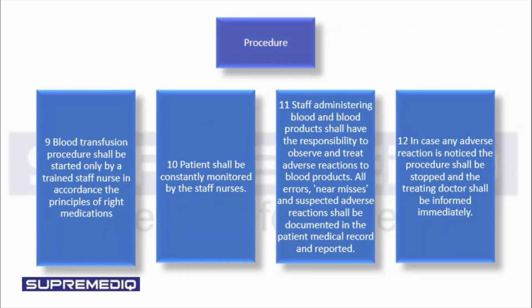9. Blood transfusion procedure shall be started only by a trained staff nurse in accordance with the principles of right medications. 10. Patient shall be constantly monitored by the staff nurses. 11. Staff administering blood and blood products shall have the responsibility to observe and treat adverse reactions to blood products. All errors, near misses and suspected adverse reactions shall be documented in the patient medical record and reported.